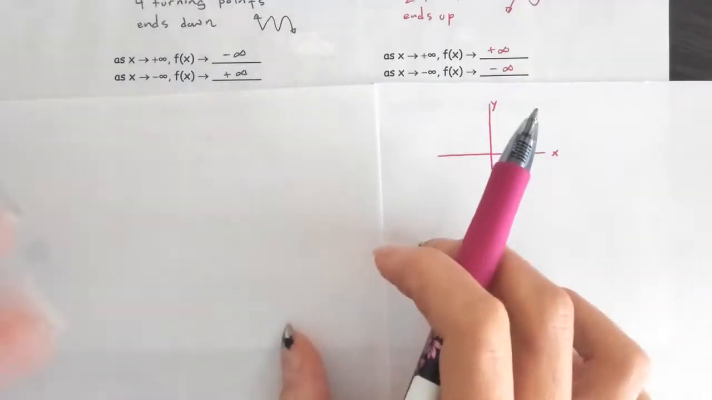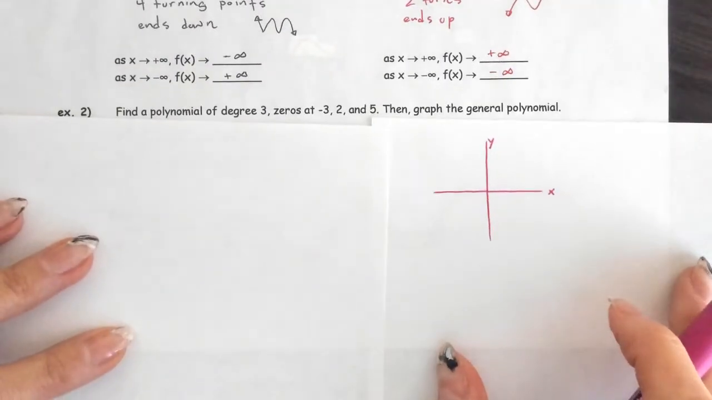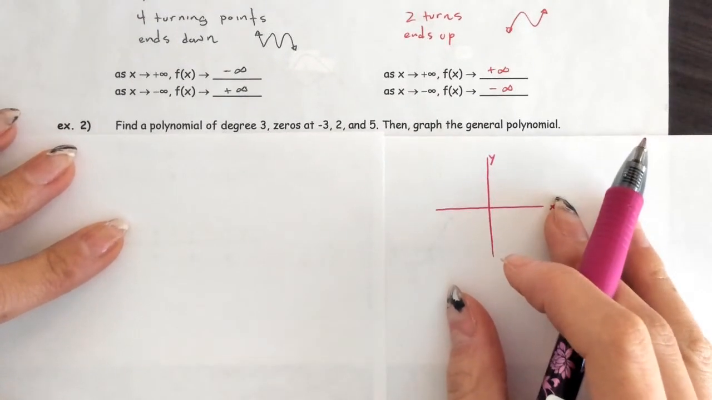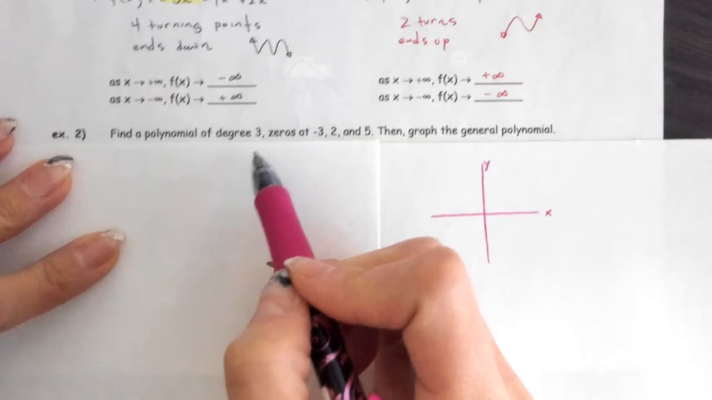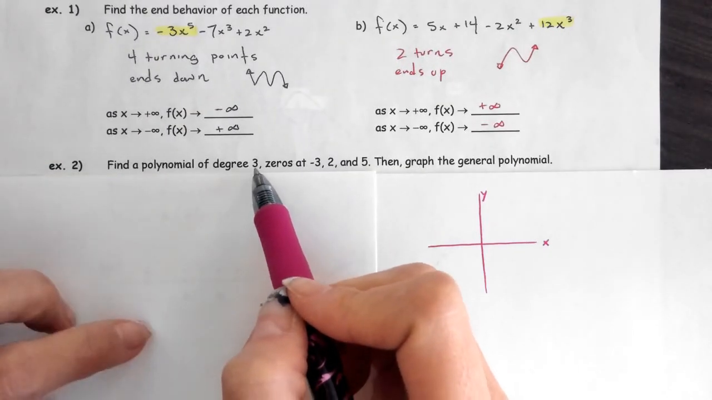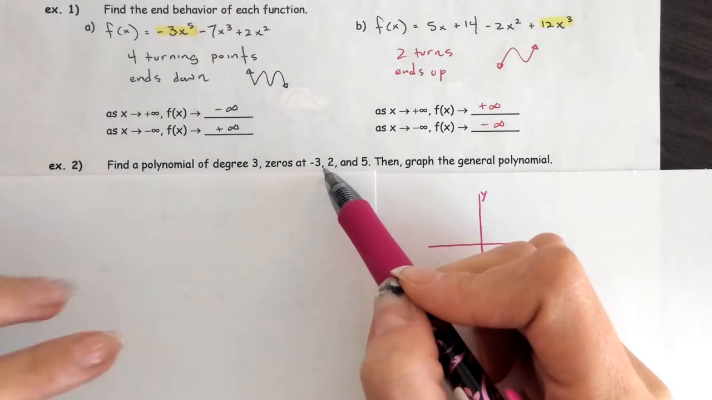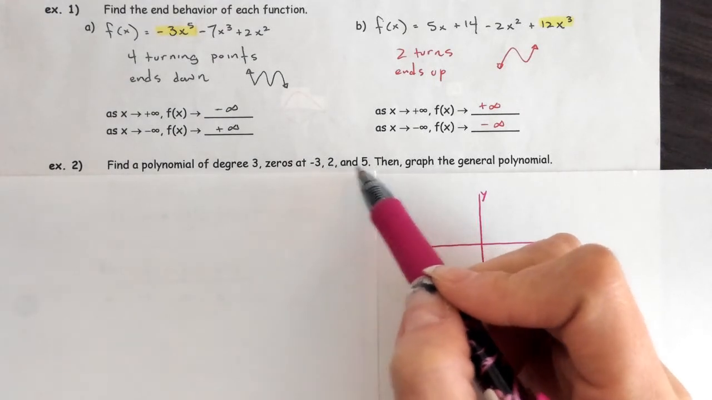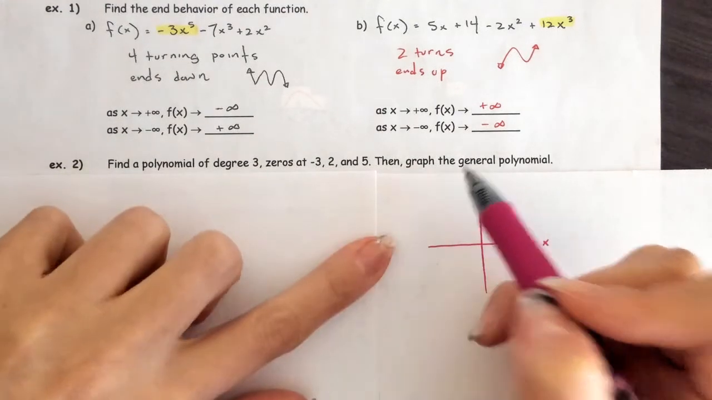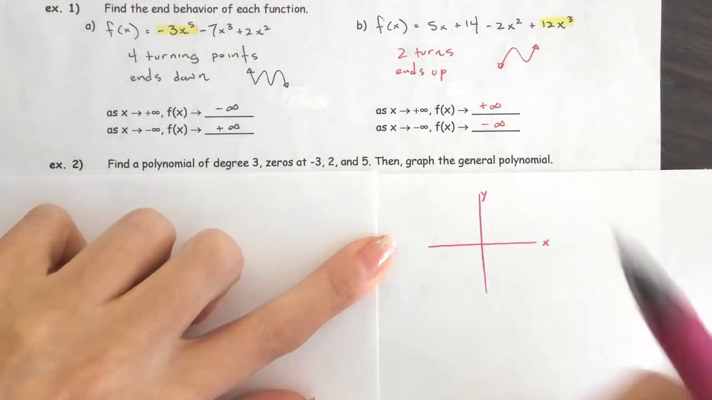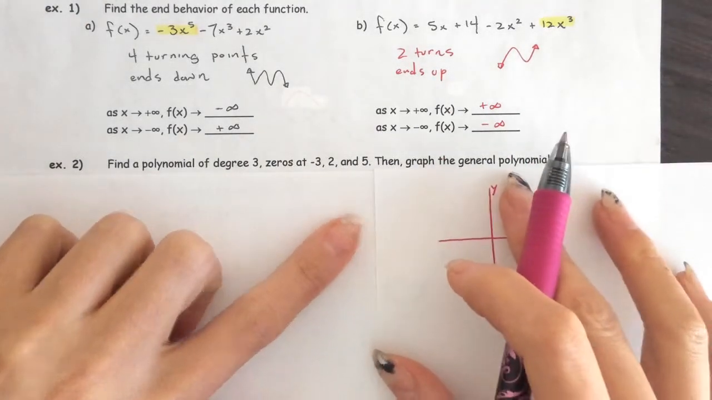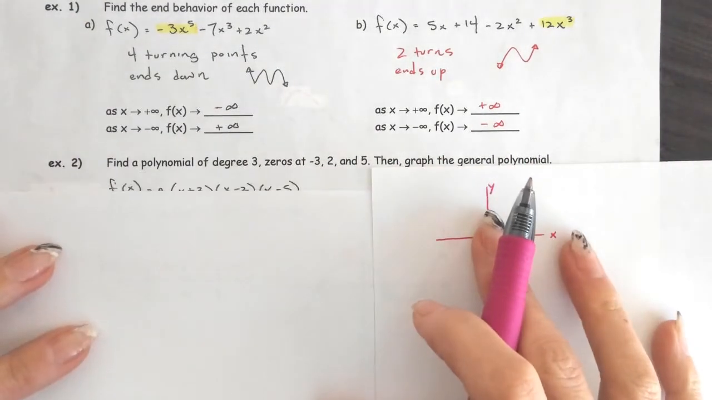Okay. So another way to ask a similar question. Find the polynomial of degree 3. Okay, at the end, it's going to have an x cubed, all right? With zeros at -3, 2, and 5, and then we want to graph the general polynomial. So we're going to graph it on a general graph like this, okay? But we know the -3, the 2, and the 5 are important. So here's how we would go ahead and start it.